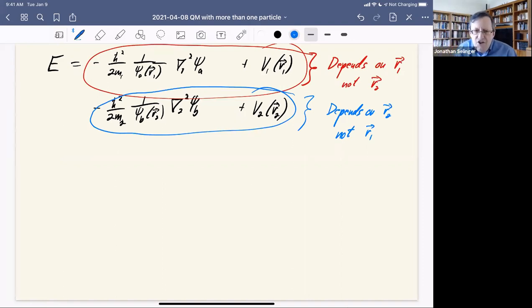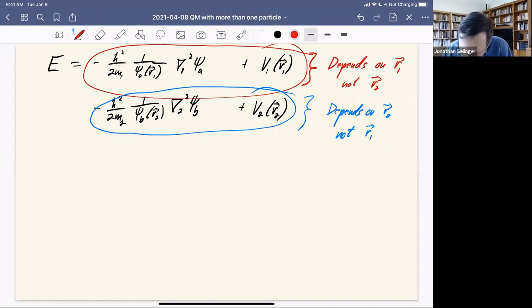So now I can say the usual separation of variables story. That is, how can something that doesn't involve R2 plus something that doesn't involve R1 just add up to a constant? The only way is if they're both constants. So therefore, the red stuff must be a constant and the blue stuff must be a constant.